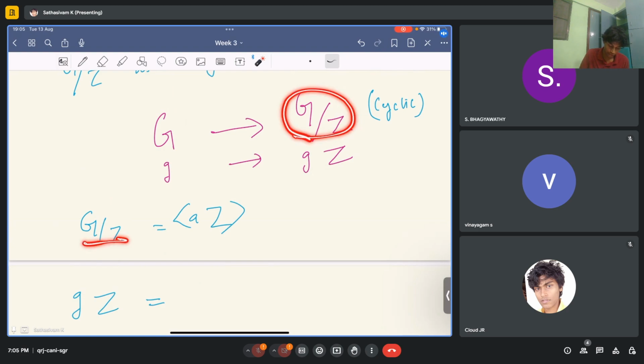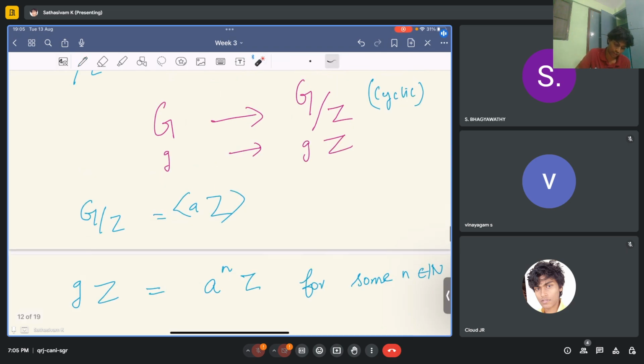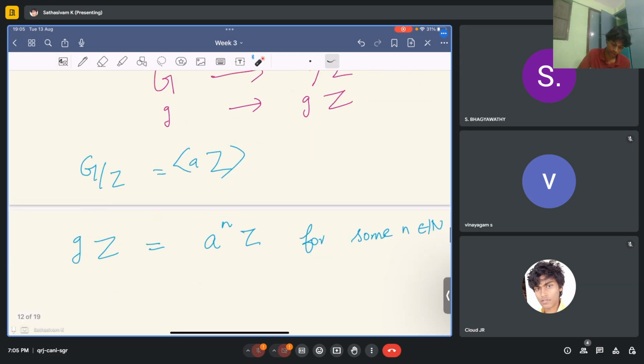But I know that G by Z is cyclic, so it is generated by AZ. So what happens then? G by Z is basically A power n Z for some n belongs to the integers. Because this is a cyclic group, right? In a cyclic group, all the powers only come. And we know how the multiplication looks like, right? AZ times AZ is nothing but A square Z.